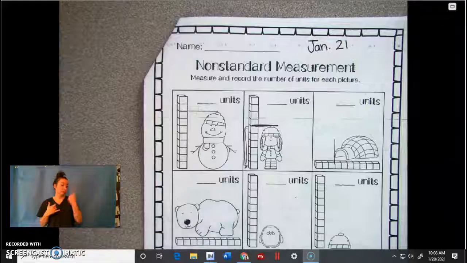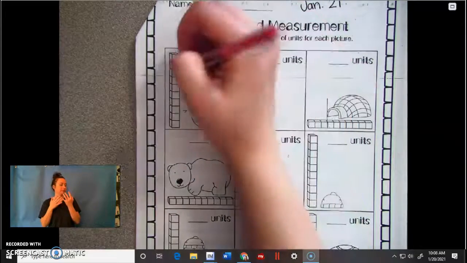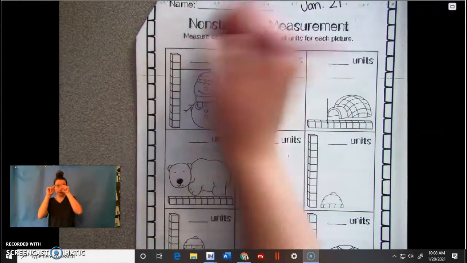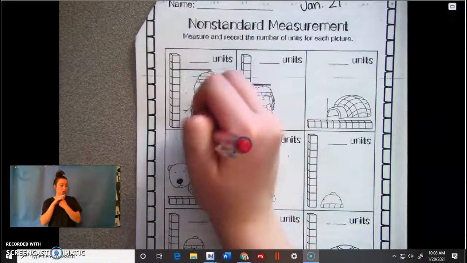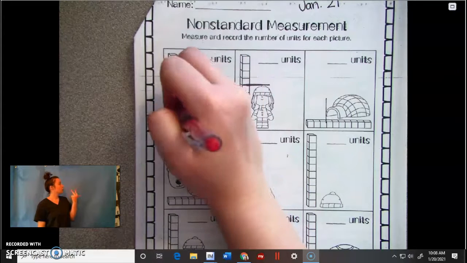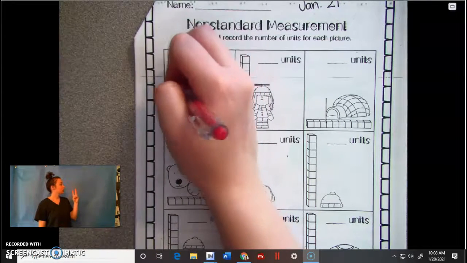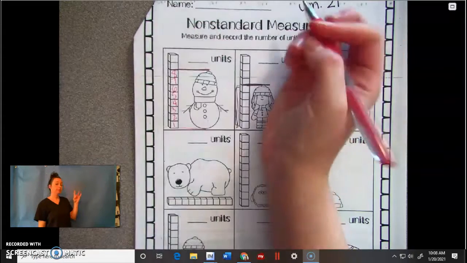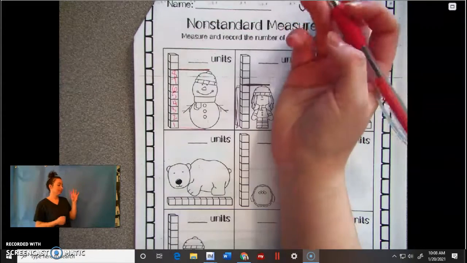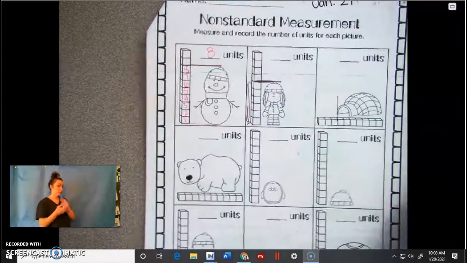All right? Now, on this page, we were measuring with cubes or squares. So let's count how many we used. So the snowman, we drew a line to where he starts, and he stops at the bottom. So let's count how many cubes. 1, 2, 3, 4, 5, 6, 7, 8. How many units tall is the snowman? 8. Make sure you have your number 8 written on the line.